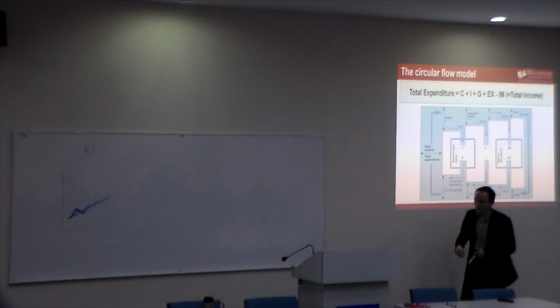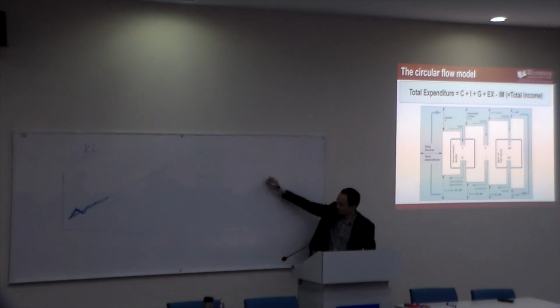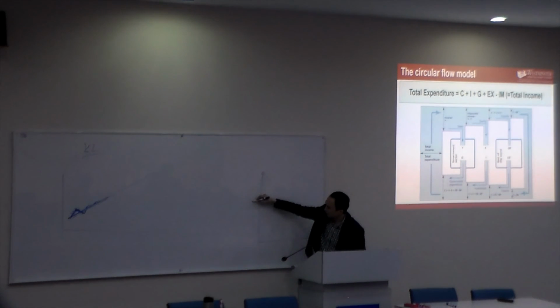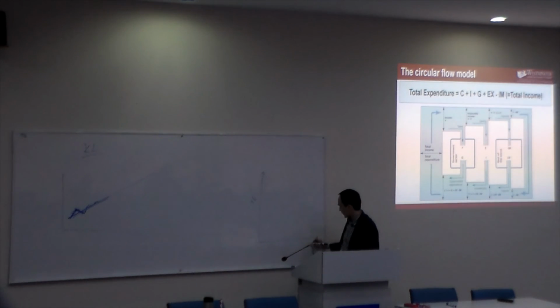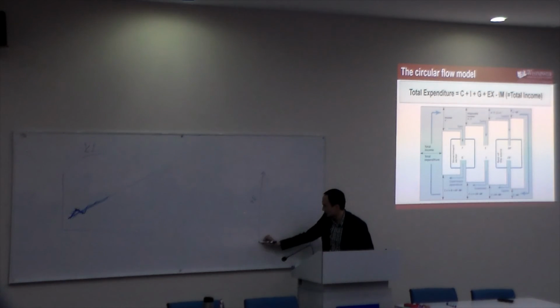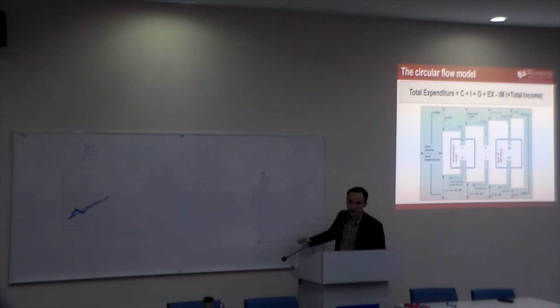Okay? So therefore, when we graph total expenditure with income, we consider this actual income as the 45-degree line. Okay? Because it's the same.